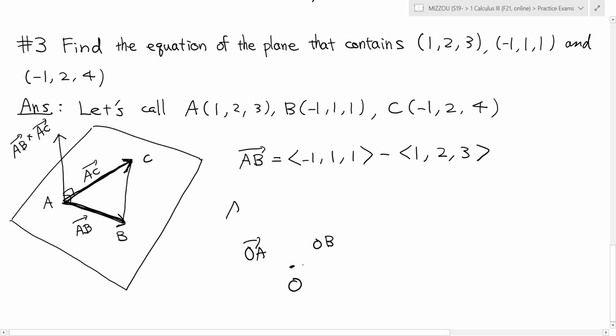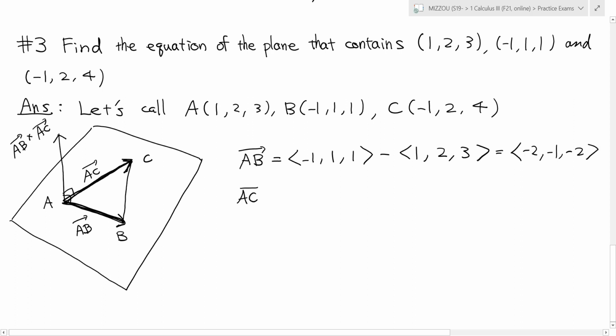Anyway, so this is equal to what? Negative 2, 1, negative 2. Negative 2, negative 1, negative 2.